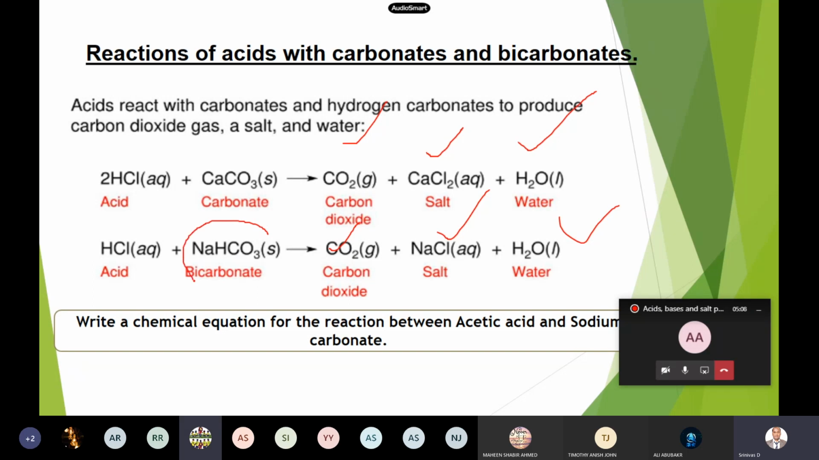Carbonate, this also we can call hydrogen carbonate. The products will be the same. That is only my idea. Okay, then this we already did.